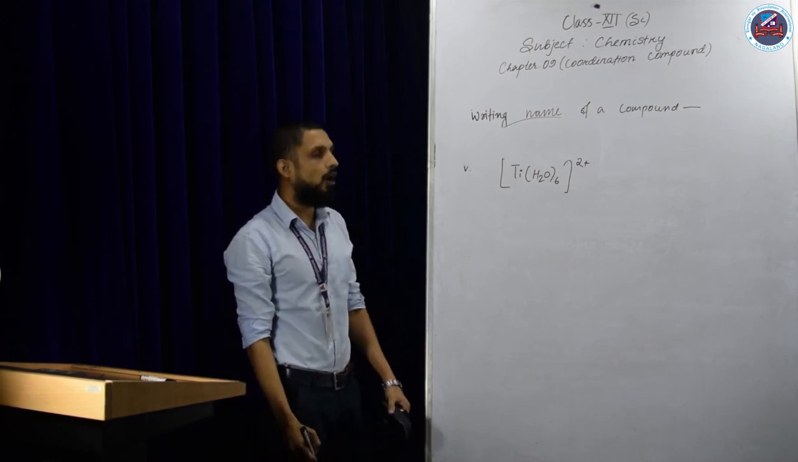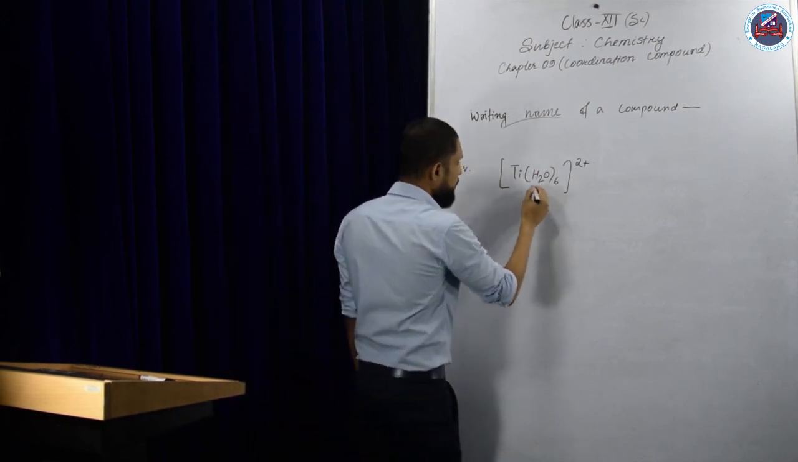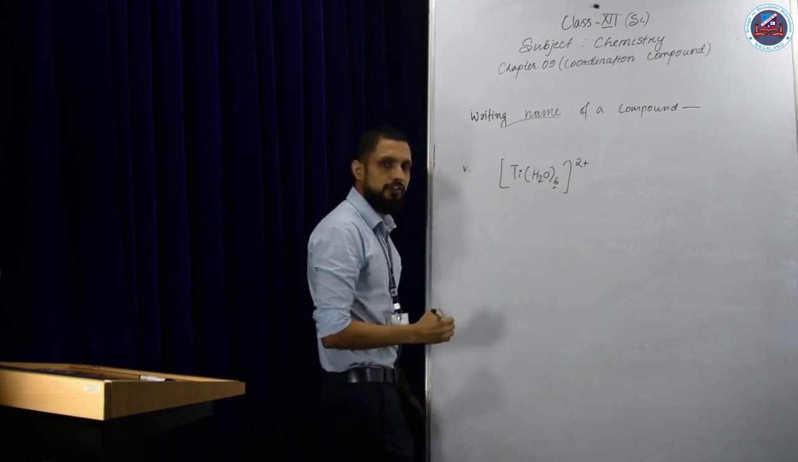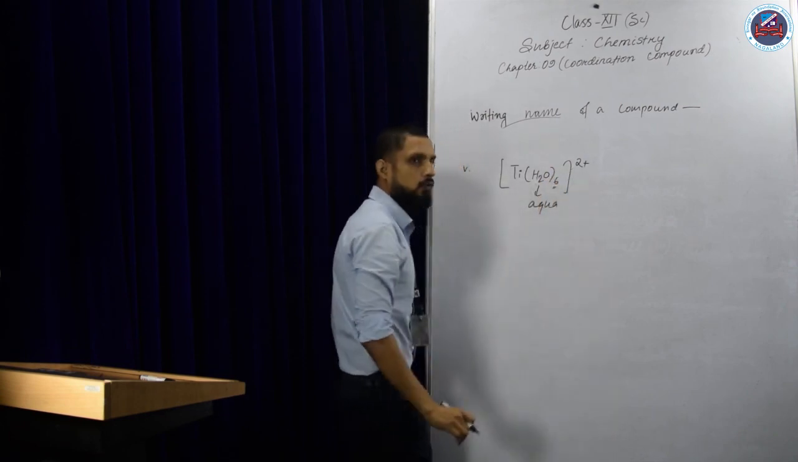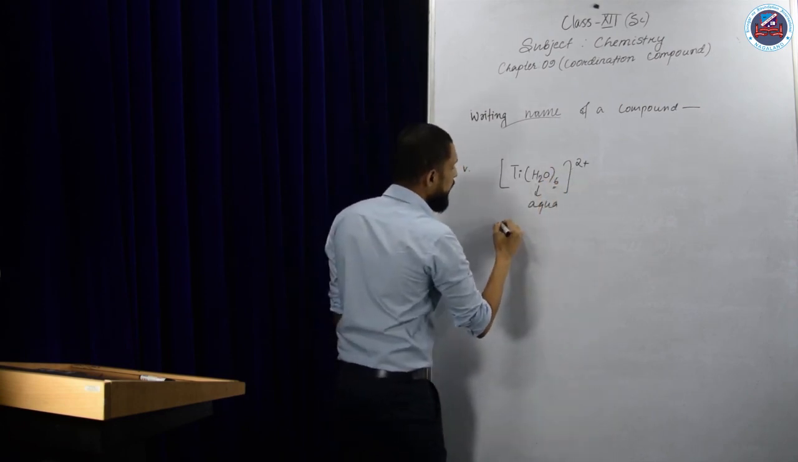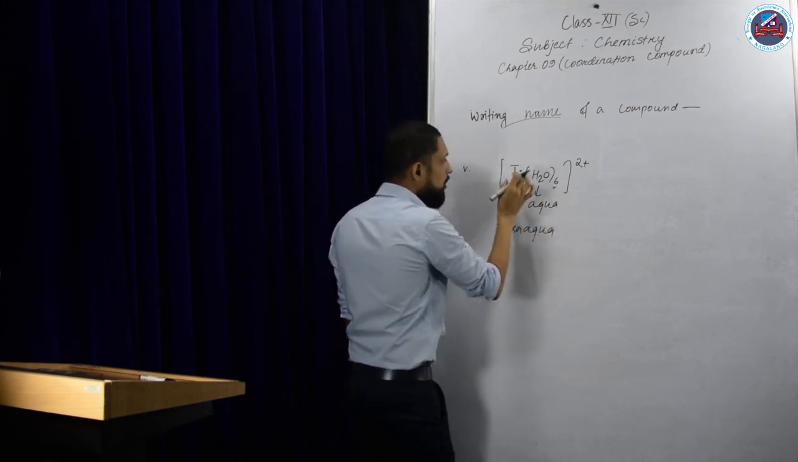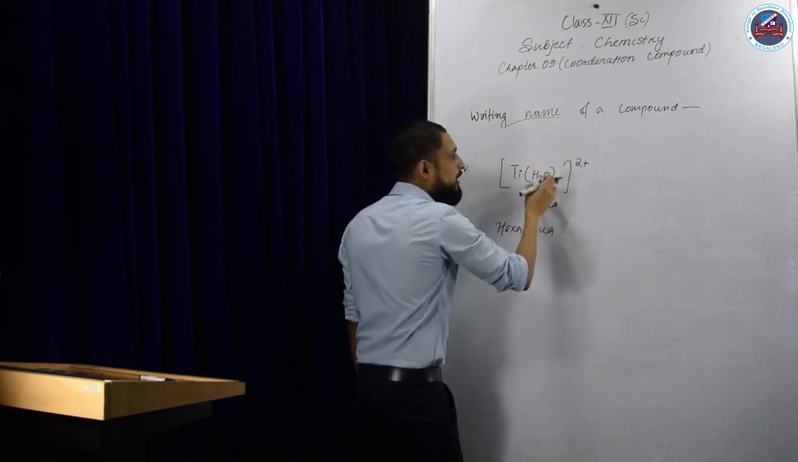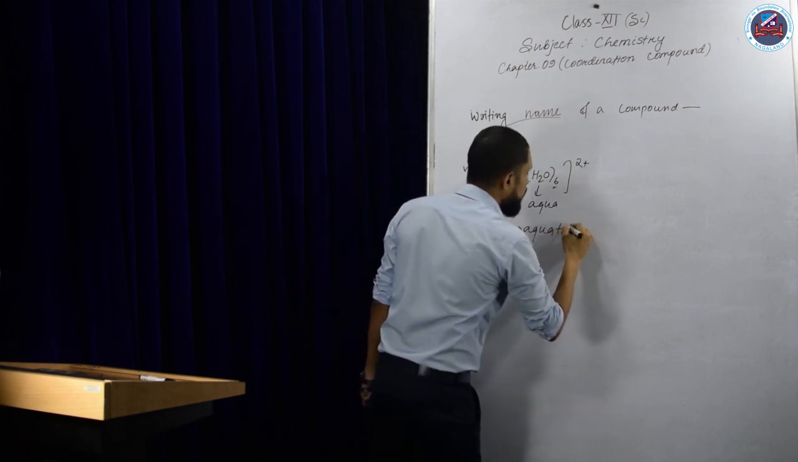So this compound is without counter ion. So we straightaway start with the coordination entity. Ligands first. So you have H2O as ligand. The name of H2O is aqua. You have 6 aqua. That means we'll use the prefix hexa. So hexaaqua. Ti is titanium. Since it's a cationic complex, you don't have to add ATE. So we'll just write titanium.